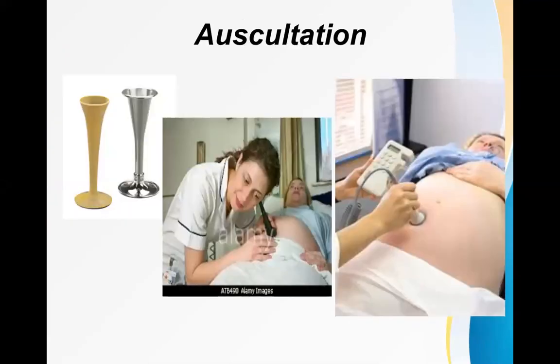Now this is auscultation, and this auscultation is mainly done for fetal heart rate or fetal heart tone. Now look at this instrument there. Can you tell me what is the name of this instrument which I am showing? Fetoscope. Fetoscope, sir. Very good. Yes, these are called fetoscopes. They are very commonly used to listen for the fetal heart tone.